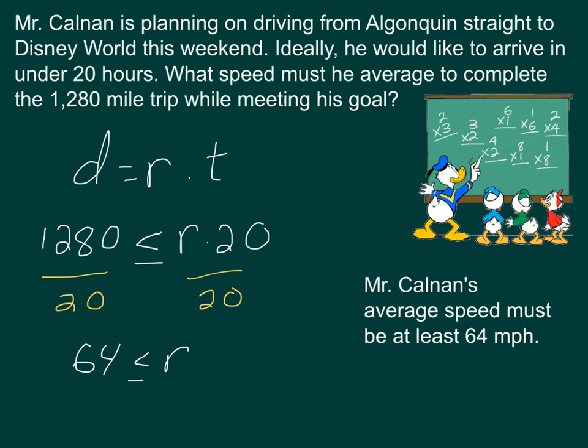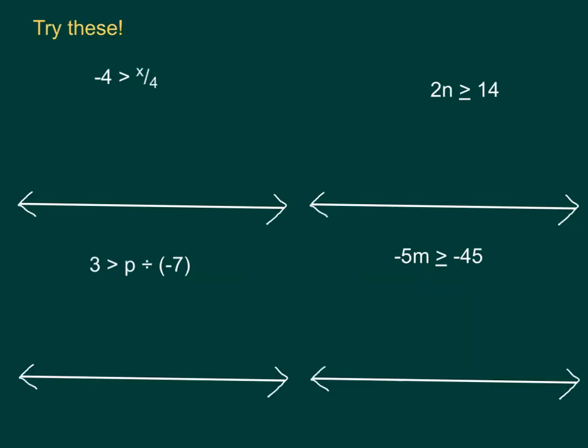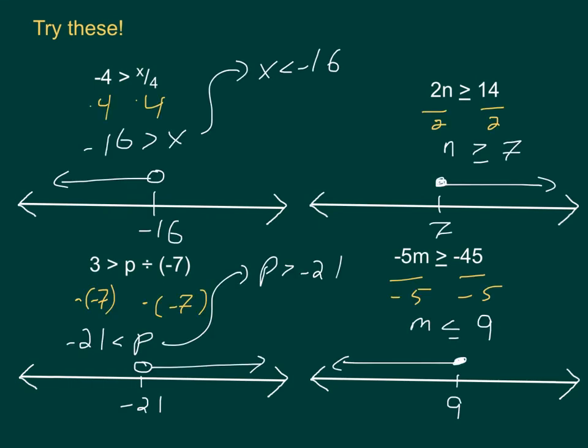All right, there's a good example for you. All right, go ahead and give these a try and then come back and check your work. Let's see how you did. All right, so there you go. Check your work and make sure on the bottom two that you flipped your inequality because you multiplied or divided both sides by a negative. And there you go. Nice work.